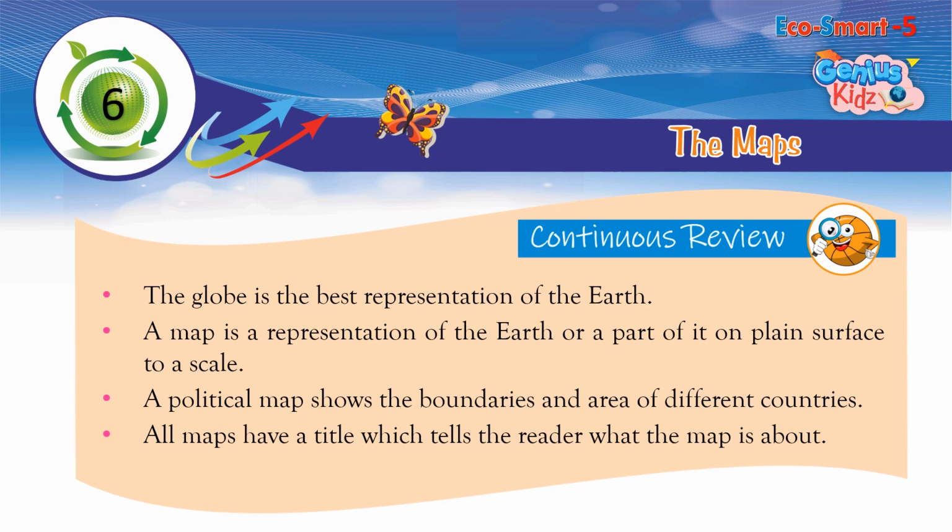Continuous review. The globe is the best representation of the Earth. A map is a representation of the Earth or a part of it on a plane surface to a scale. A political map shows the boundaries and area of different countries. All maps have a title which tells the reader what the map is about.